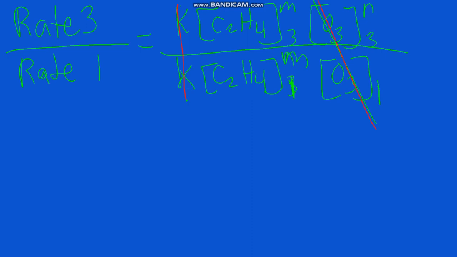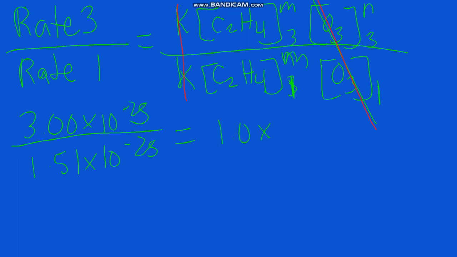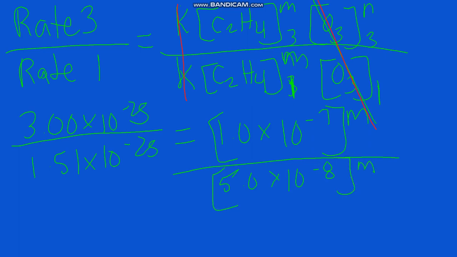And so what we're now looking for is to just fill in the blanks. So again, we already know that rate 3 is our 3.00 times 10 to the negative 25th. I'm going to skip the units just to save time. 1.51 times 10 to the negative 25th, because I don't want y'all watching this for the rest of your lives. And then I'm just going to fill these in as 1.0 times 10 to the negative 7th. Okay, and that is going to be our M over 5.0 times 10 to the negative 8th. Okay, so we're looking for our M.